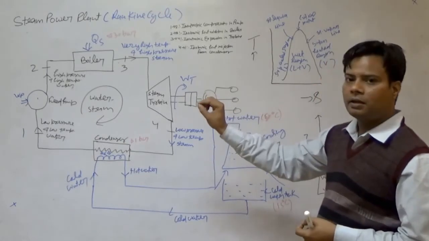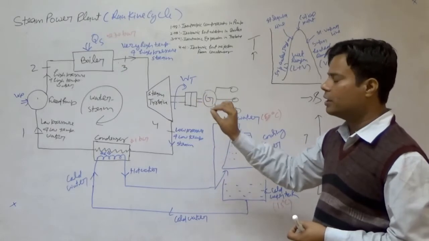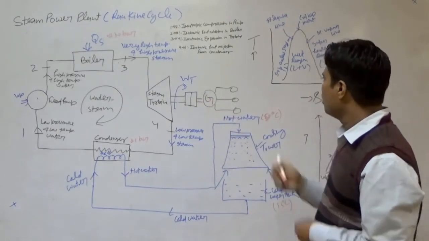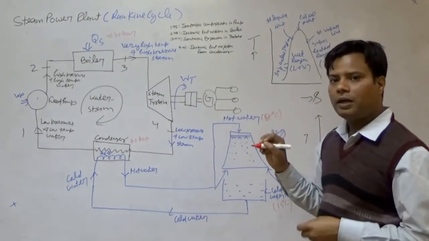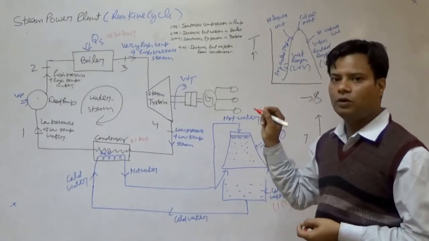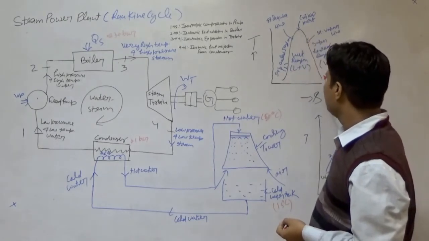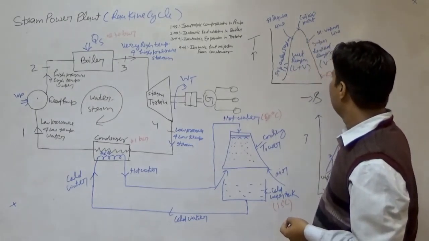We are seeing that here the phase change of the fluid takes place. Water is converted into steam. So if there is a phase change of the fluid, we are using a dome. This is our dome.